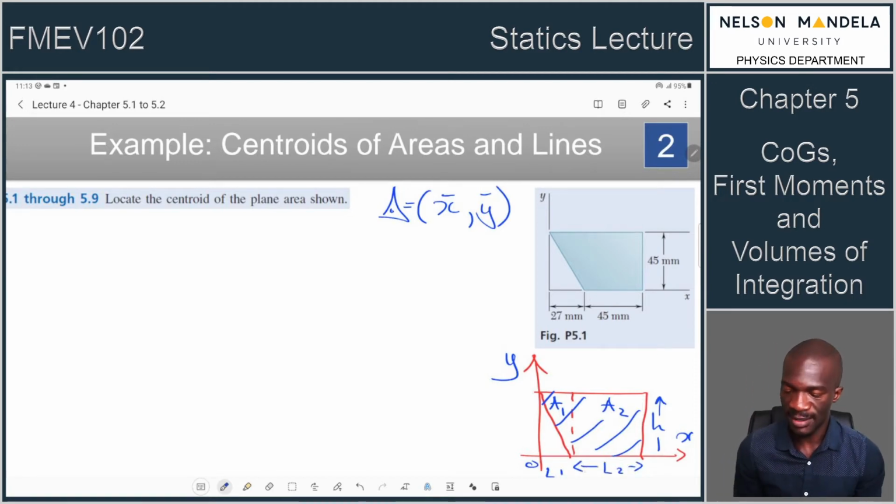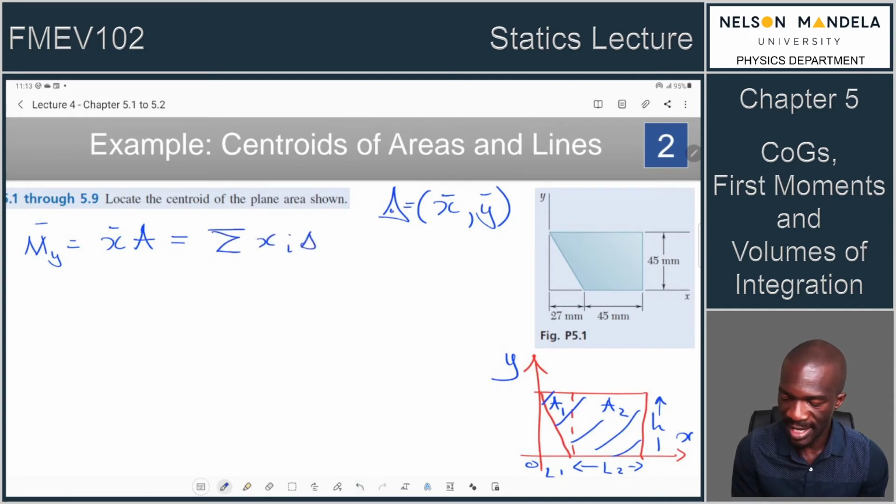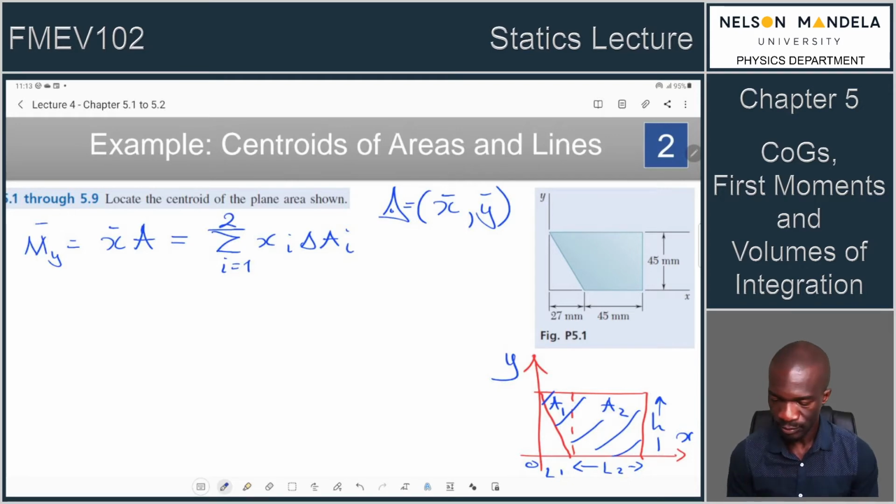So for us to find the centroid, we need to use the equations for x bar, y bar. Those equations simply stated that if we were to look at moments about the y-axis, this would give us x bar times the area, which is equal to the summation of xi delta ai from i equal to 1. In our case, we've got two elements, so i up to 2.